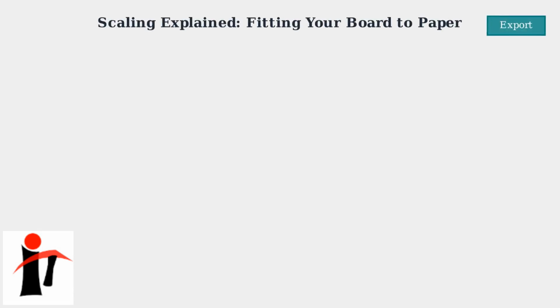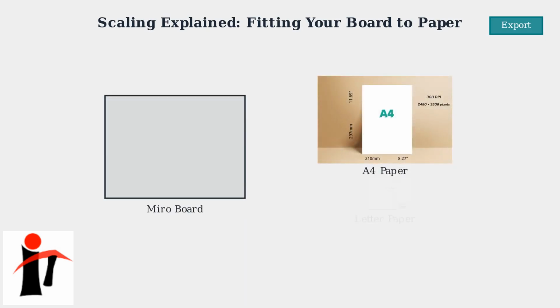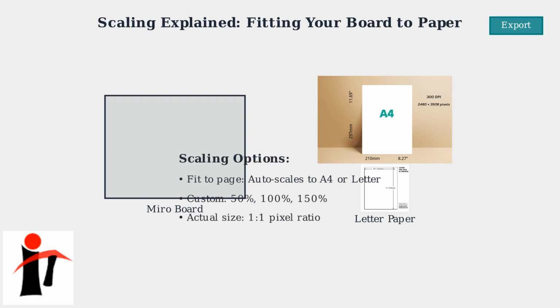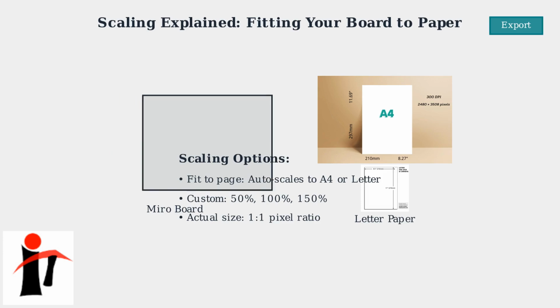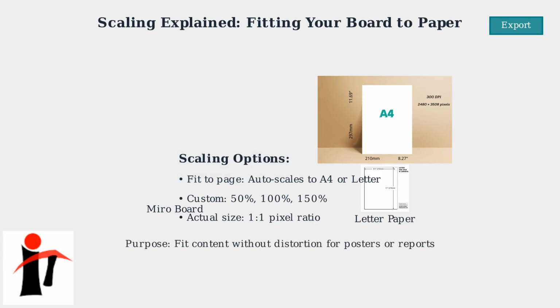Scaling adjusts the zoom level or size during export to fit your Miro board to paper. You'll typically find options like Fit to Page, which automatically scales your board to A4 or letter size. There are also custom percentages like 50%, 100%, or 150% for precise control. Actual size provides a 1:1 pixel ratio for high-resolution printing. Scaling ensures your content fits standard paper sizes without distortion, making it ideal for posters or reports. Choose the option that best suits your needs based on the level of detail you want to preserve.